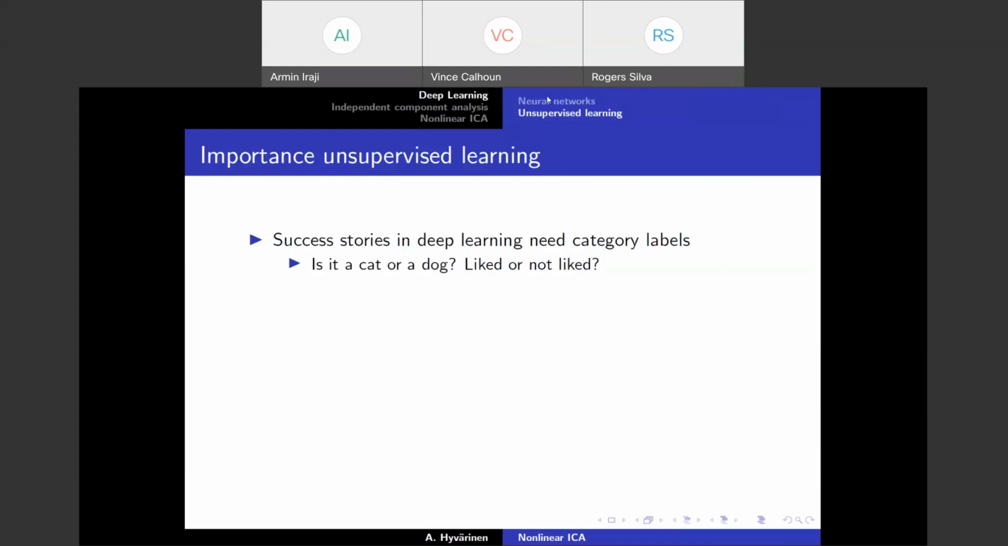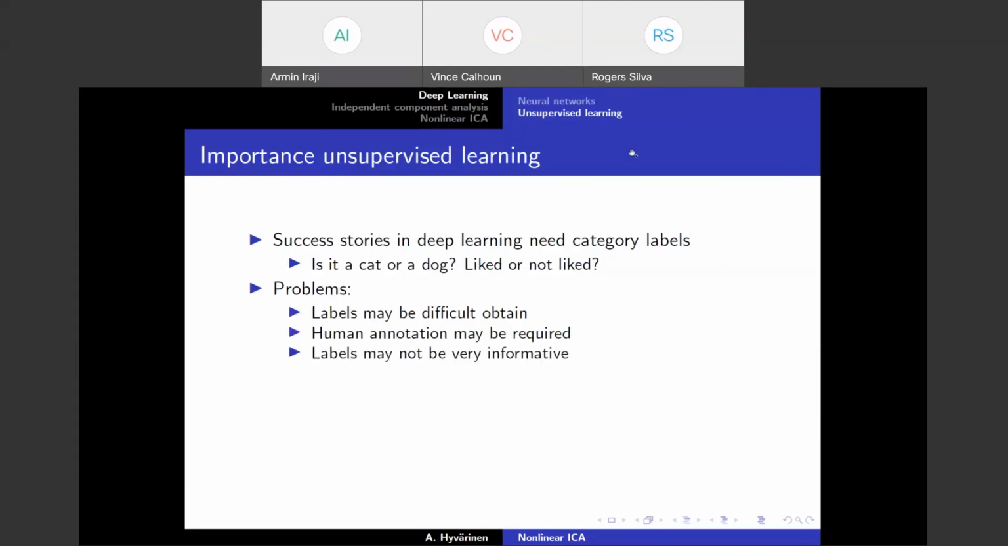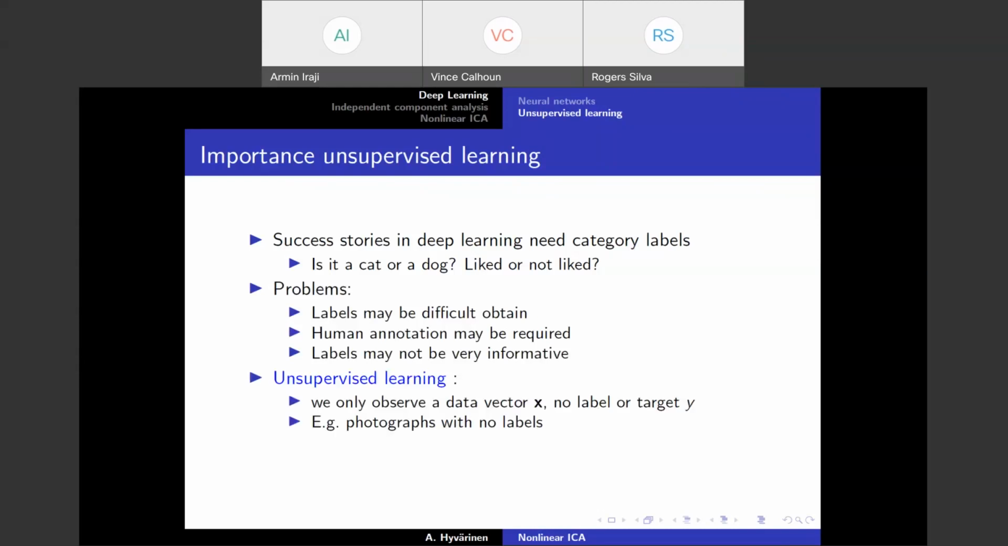Next point, please. But there are problems, because you may not have these labels, the outputs. Labels can be difficult to obtain. Maybe you need human annotation, especially in the biomedical context. Maybe you need a medical expert to tell which data is pathological and which is not, for example. And then again, the labels may not actually be extremely informative. They may be very noisy or something.